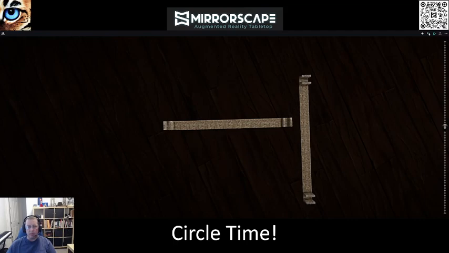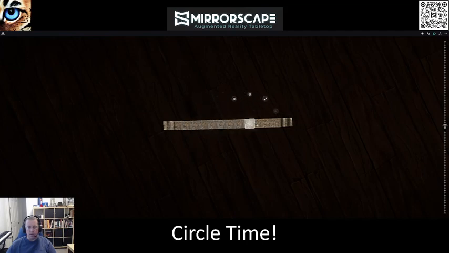So let me rewind here and just double check. So we got 1, 2, 3, 4, 5, 6, 7, 8, 9, 10, 11, 12. So we do have an even number.